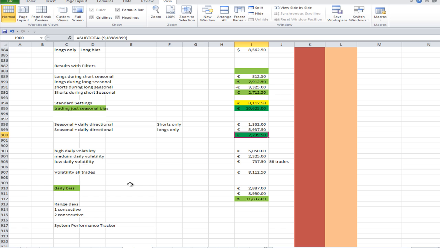Now, if we look at the volatility, high daily volatility produced $5,050. The median volatility produced $2,000.